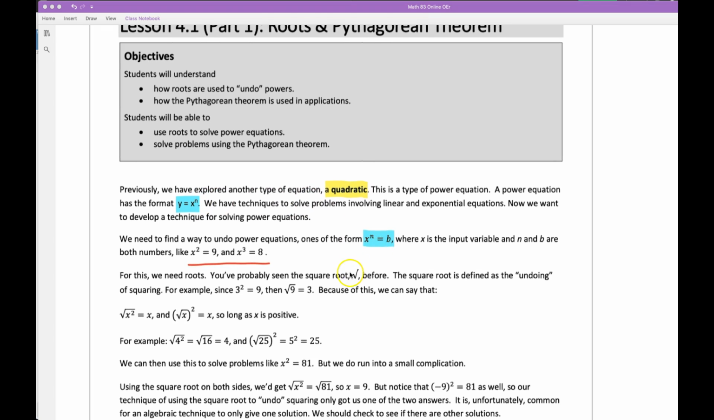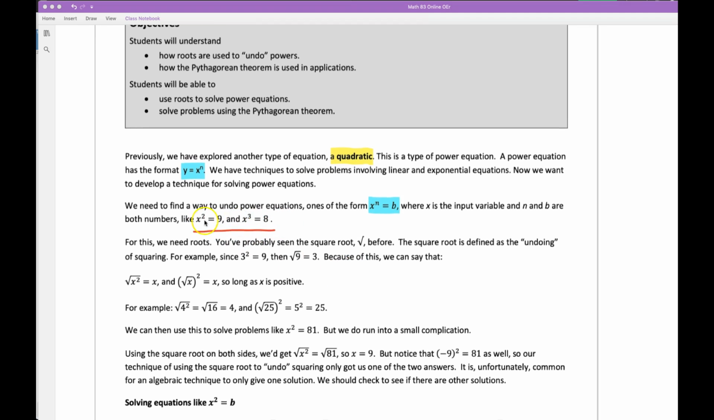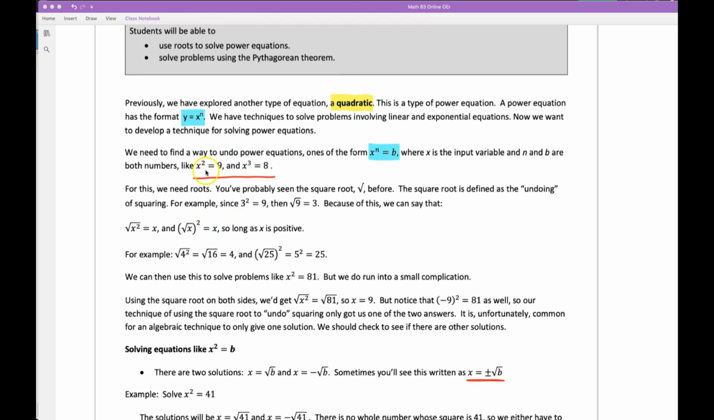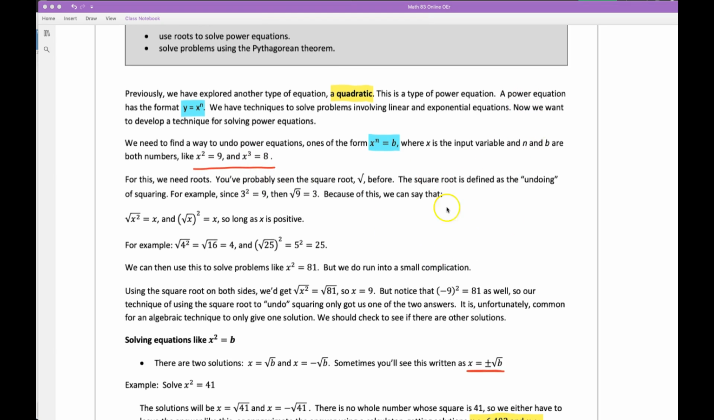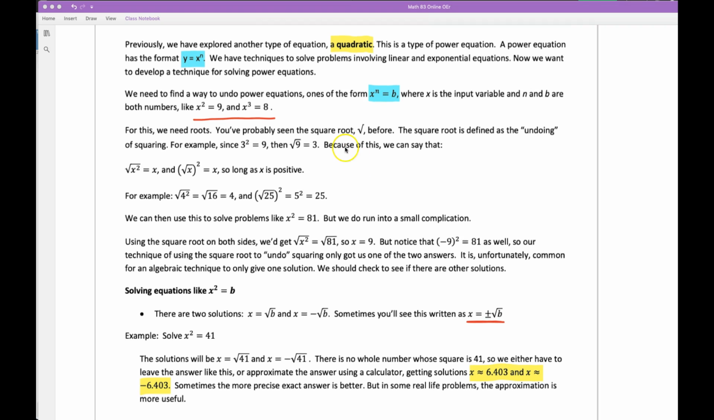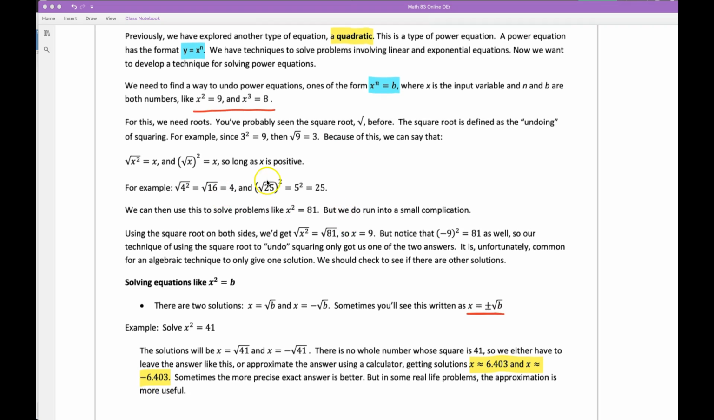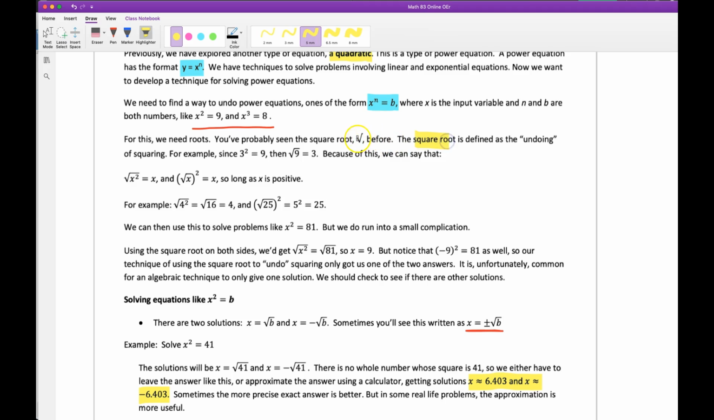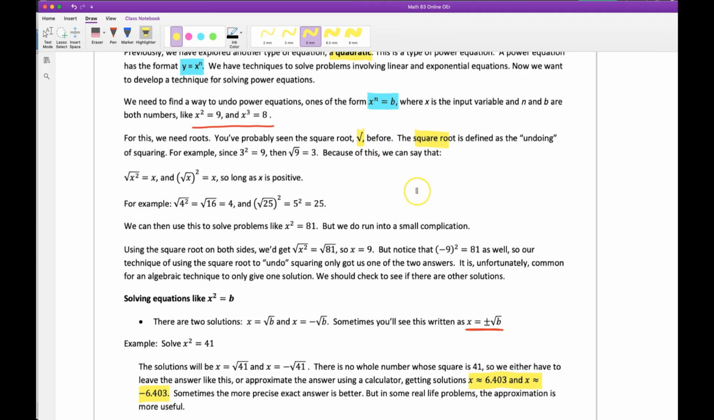2 is for quadratic. Here's an example of two equations. They're both called power equations. This one has a specific name called the quadratic because of the 2. This is a cubic because of the 3. But in general, those are called power equations as it's stated here. And so this first part is kind of an introduction of what is a root, a square root, and then also how we use these square roots to undo or solve equations.